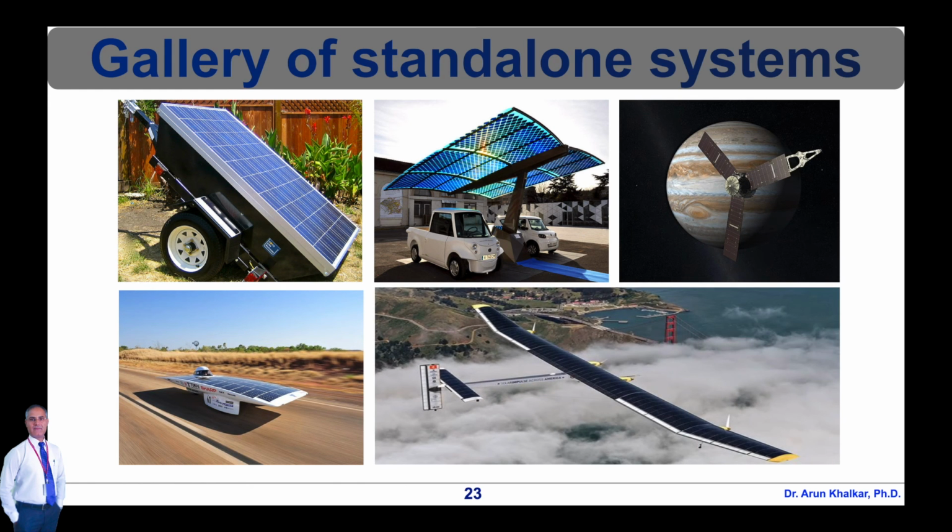Next is Solar Impulse. Solar cells are used on Solar Impulse, which is a Swiss long-range experimental solar-powered aircraft project. So these are the standalone systems which are shown in this gallery.